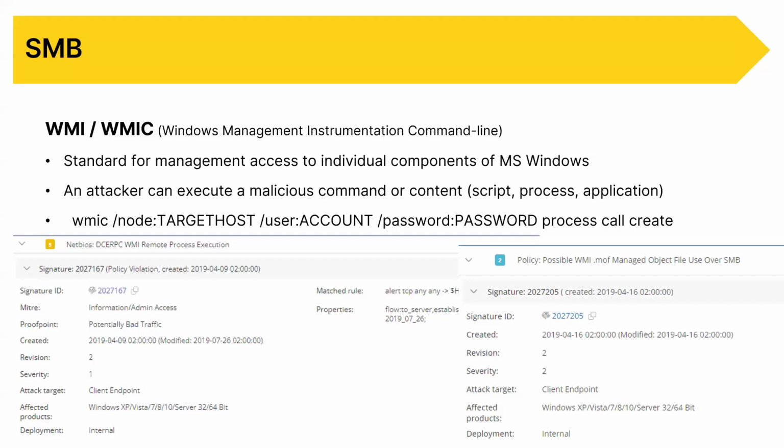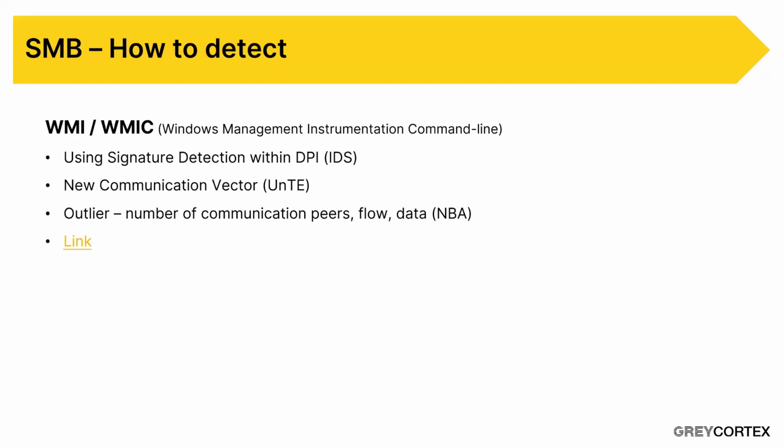And then there is a risk that they can execute some unwanted commands or scripts or applications in the network, right? And the task for us is to detect it again. So how to do it again? We use all three mechanisms we have there again: the IDS, the deep packet inspection part, the universal tagging engine, and the NBA part. And let's go to an example in our system.